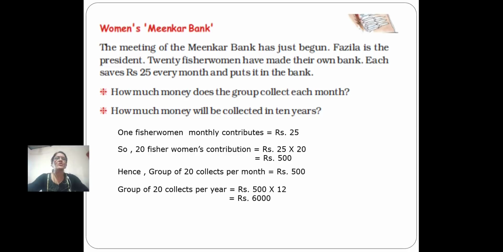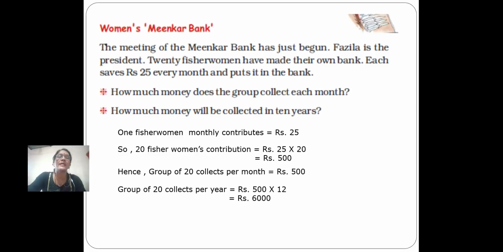Now the next question is how much they collect in 10 years. Tell me, children, how can you find out for 10 years? Any guess? Before that, you will have to find how much these ladies will collect for 12 months. 12 months means how many years? 1 year. If you know per year, then only I can find out for 10 years. I cannot find out for 10 years only knowing how much they collected for 1 month. So I'll have to see how much is collected for 1 year. 1 year is equal to 12 months, right?